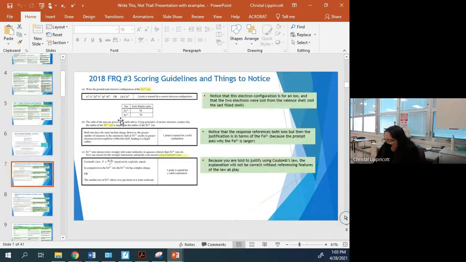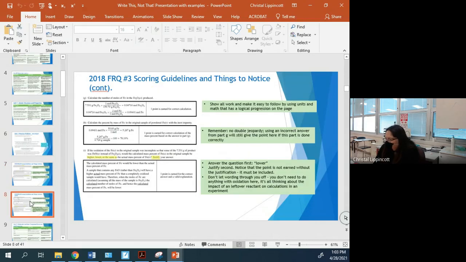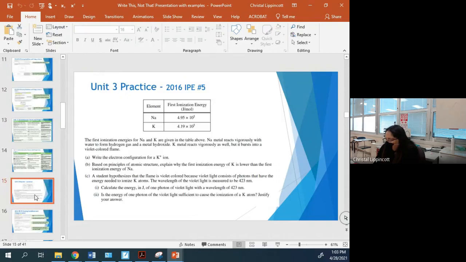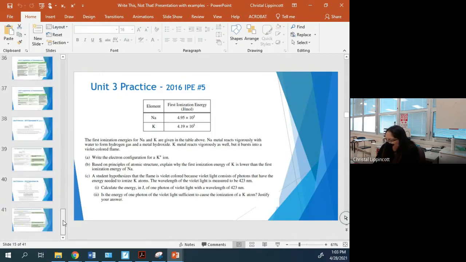And then they go through the answers with those, and notice this is how they're doing these point values and that sort of thing. So that takes you through unit 1. And then they do the same thing for unit 2 and unit 3, all the way down to unit 9.